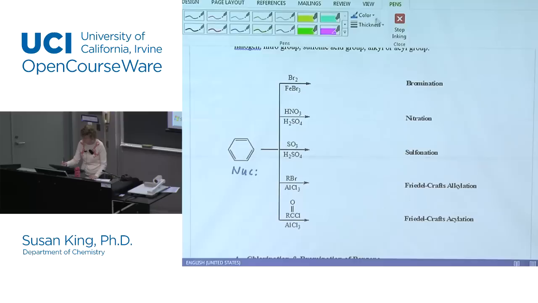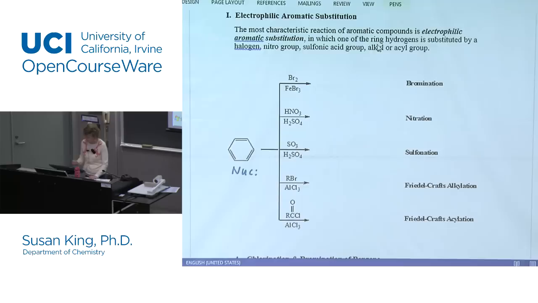Why do I keep doing the same thing? Okay. These guys are the electrophiles, so our generic electrophile is E plus. What happens when we use bromine and FeBr3? That is a bromination. We're using the same word, but we're not getting the same product that we got from chapter 10. Okay, there's nitration, so we're going to be able to do nitration. We're going to do sulfonation, which is something pretty new.